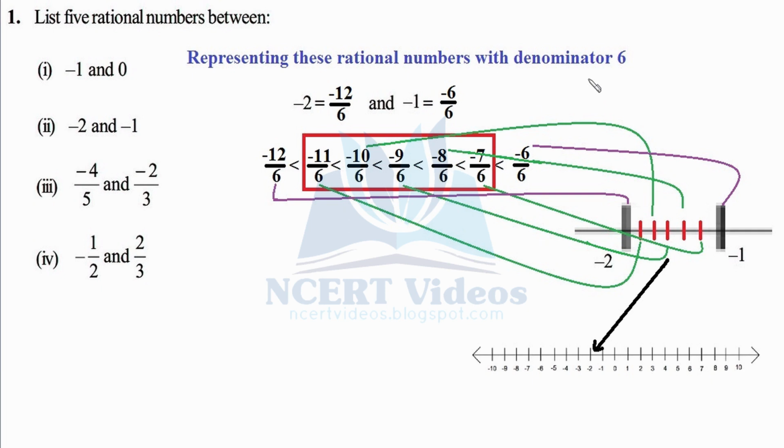Again, you have to remember the important things, that is how to choose the denominator. This is 1 greater than the number of rational numbers asked, and the smaller number goes towards the left hand side and the greater number towards the right hand side, because you have to follow the number line system. And then how can you get the numerator part? By simply multiplying the selected denominator with the numbers in the question itself. 6 into minus 2 is minus 12, and 6 into minus 1 is minus 6. So if you remember these things, every question will be easy to solve. So this is your second part.